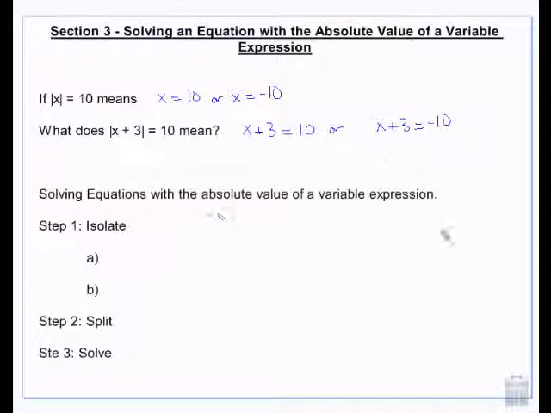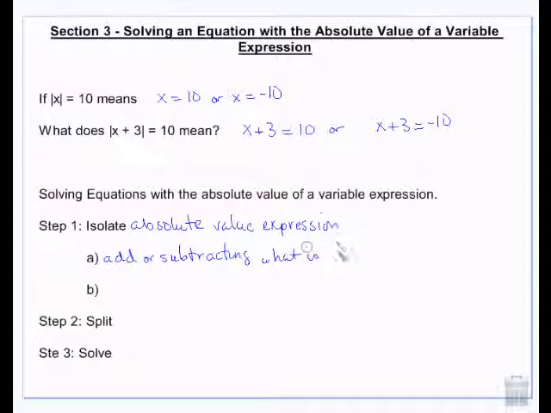So the first thing, stepwise, you do is you isolate the absolute value expression. And we do that by first adding or subtracting outside. And then we multiply or divide by what is outside.